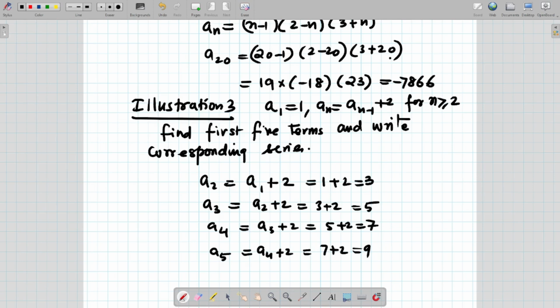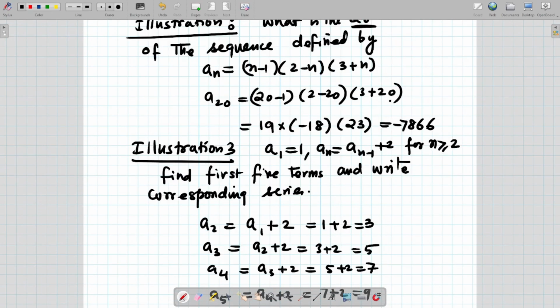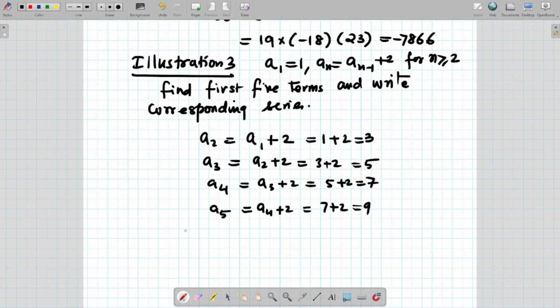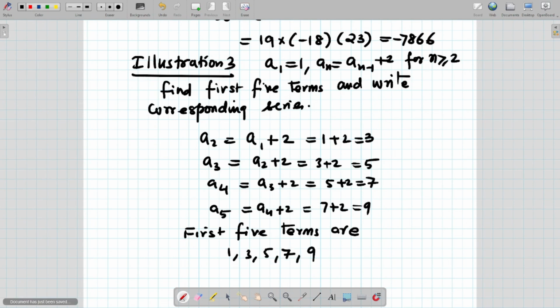So what are the first 5 terms? So simply 1, 3, 5, 7 and 9. So first 5 terms are 1, 3, 5, 7, 9. Correct? ठीक है? So based on this you can solve exercise 8.1, and if you have doubts we will have a doubt clearing session in the next class.